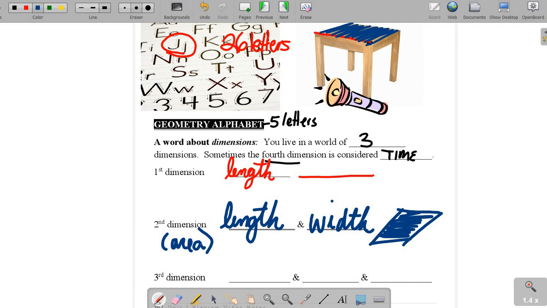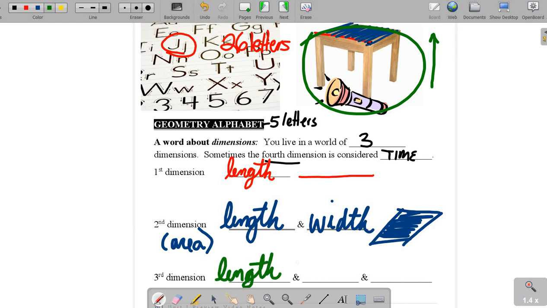Now, if I wanted to basically refer to the physicality of the entire table, this entire table exists in a world that is length, width, and of course the addition of height. It has length, it has width, and it has height. That is the 3rd dimension.